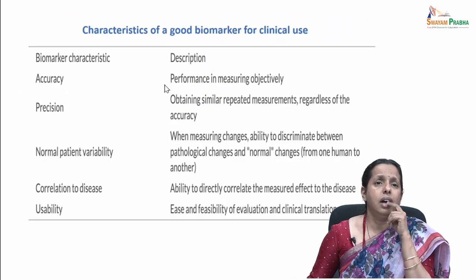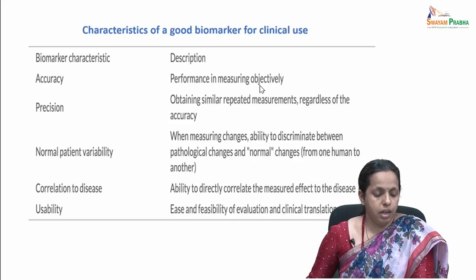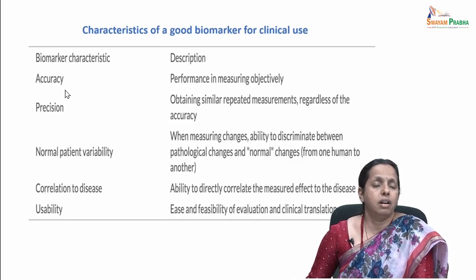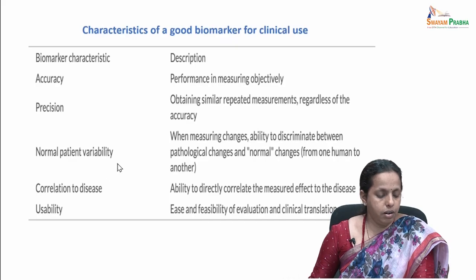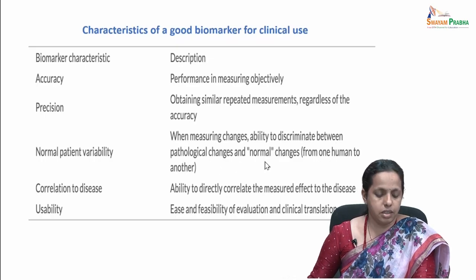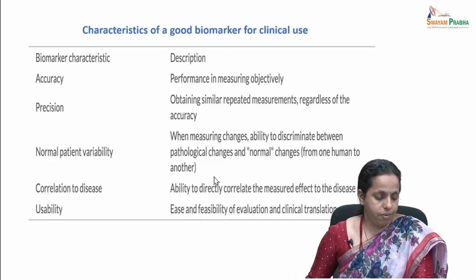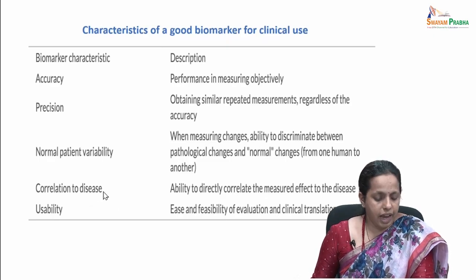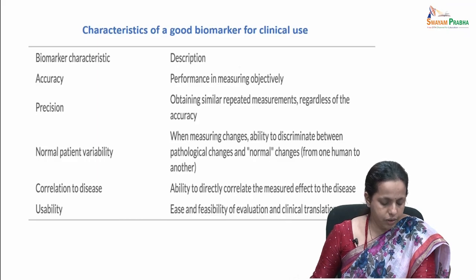Simple. What exactly are the characteristics of a good biomarker? It has to be accurate and measurably objective. It should perform well even in very small quantities. It should be precise, a very important aspect for precision oncology and precision diagnostics. Given normal patient variability, when there are changes in measurements, it should be able to discriminate between pathological changes and normal changes from one human to another, and differentiate sample to sample variation. We should be able to directly correlate it to the disease and the measured effect. Then there is usability, ease and feasibility of evaluation, and clinical translation.